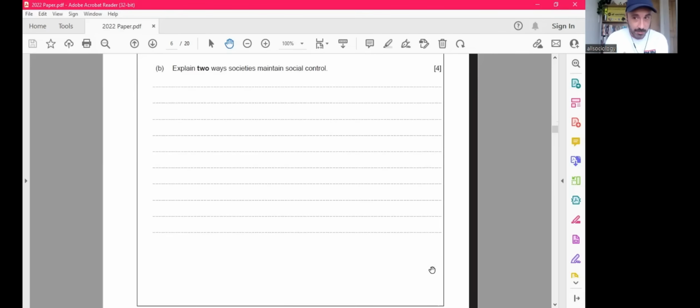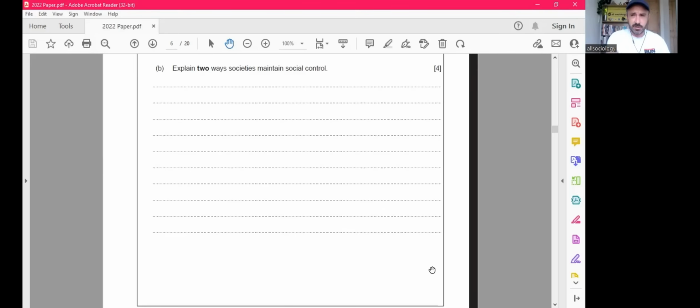So that's the way I would go into this. The 2 ways are formal and informal. For each of those, I would give an example of a formal agent of social control. So with formal, it would be the police. With informal, it might be your family, education, religion, something like that. And then I'd give an example about how they maintain social control. So for instance, the police might use formal sanctions like arrest, whereas your family might use informal sanctions like grounding you or putting you on the naughty step or anything like that.